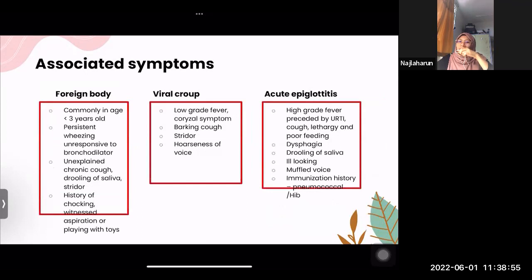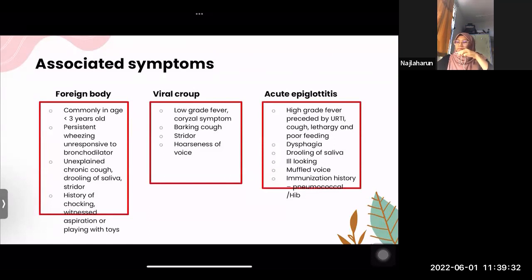Next, the others, like foreign body, which is also common in toddlers. The hints are a patient who comes with persistent wheezing which is unresponsive to bronchodilator, and when the child has an unexplained chronic cough with respiratory distress symptoms like drooling of saliva, noisy breathing like stridor, and also ask whether there is a history of choking, or the mother or caretaker witnessed aspiration while the patient was playing with toys.